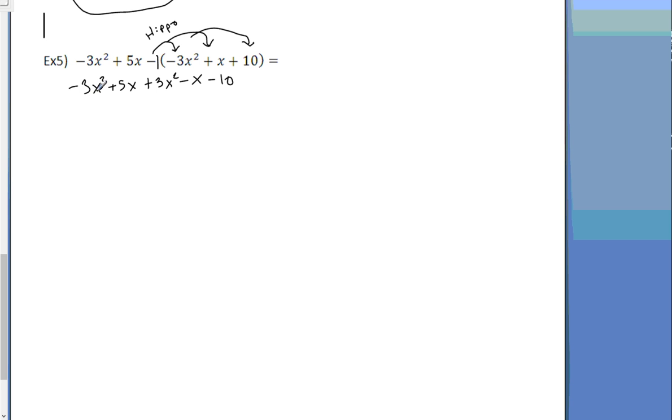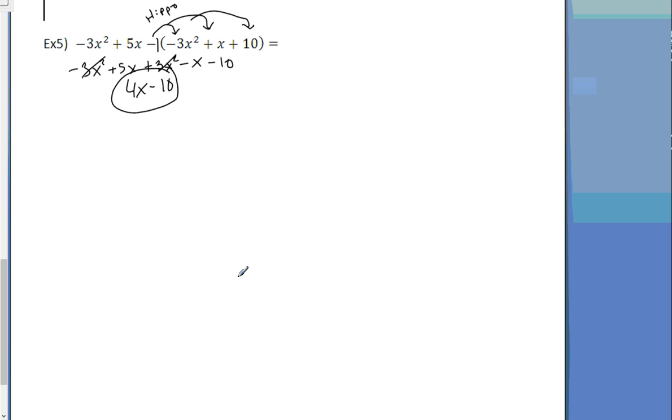So negative 3x squared plus 3x squared makes what? Those make 0. They're gone. 5x plus a negative x makes 4x minus 10. Done. That's my answer. And there you have it. Adding and subtracting polynomials and monomials. Not hard at all. In fact, it's just building on stuff that you've been doing in my class for a very long time. Good luck with that.